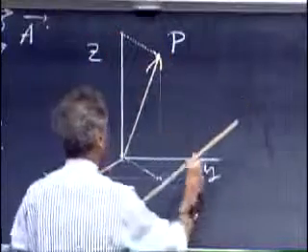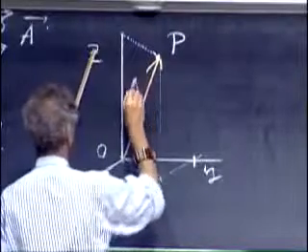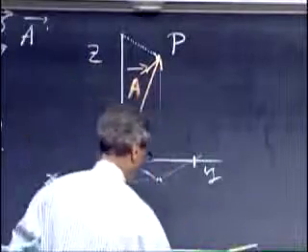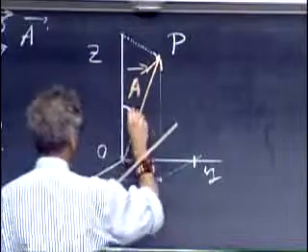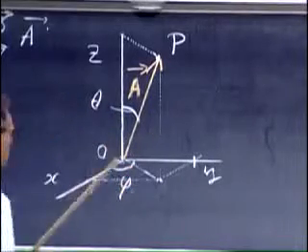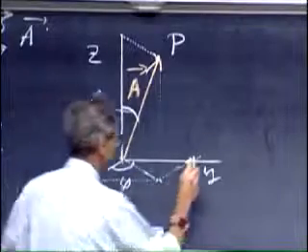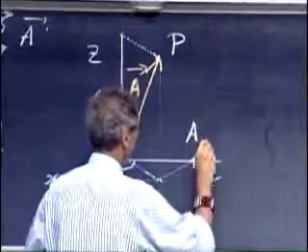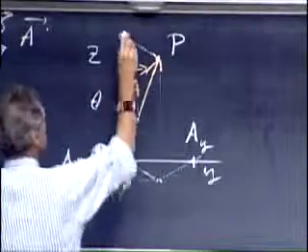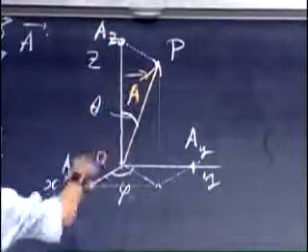I call this vector vector A. Let this angle be theta, and this angle be phi. Notice that the projection of A on the y-axis has here a number which I call A of y. This number is A of x, and this number here is A of z. Simply the projection of that vector onto the three axes.